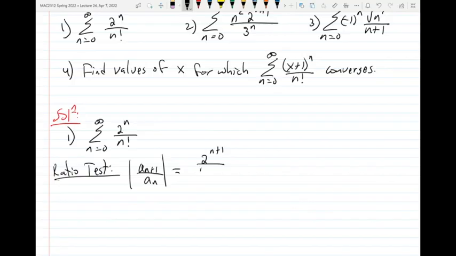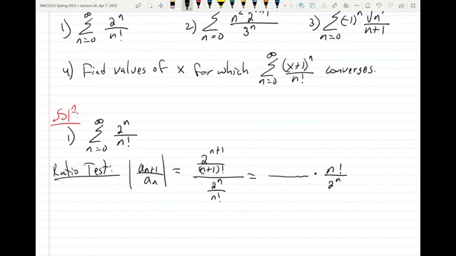All right, so what's a_(n+1)? That's 2 to the n plus 1 over (n plus 1) factorial, and then a_n is 2 to the n over n factorial. So let's simplify this. You will understand why I'm doing this in a second. Remember, this will be times n factorial over 2 to the n. You have to flip the second fraction.